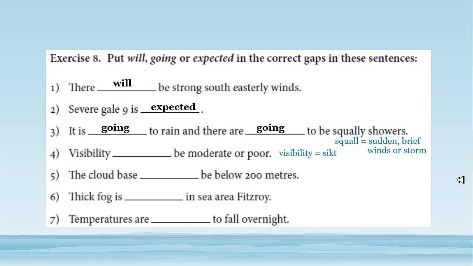Remember last time we talked about a squall is a sudden, brief wind or storm. It just comes up, blows really hard, storms, and then just goes away. Okay, and then 4, visibility is expected to be moderate or poor. And again, visibility is sicht. The cloud base, I would say, will be below 200 meters. Thick fog, tokka. Thick fog is expected. And here's sea area Fitzroy. Temperatures are going to fall overnight.